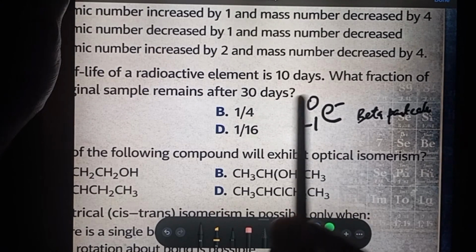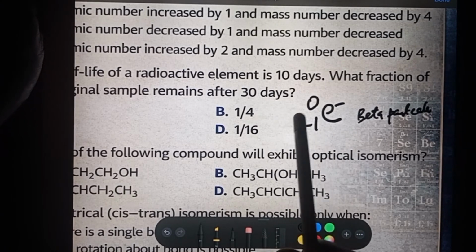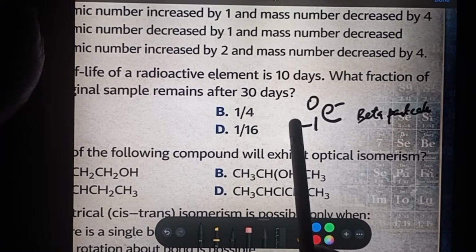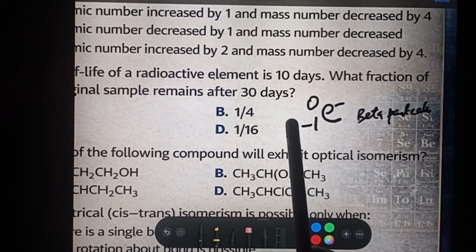So if a radioactive isotope emits this, oh, okay, Perez, how are you there? Yeah, you're welcome there.